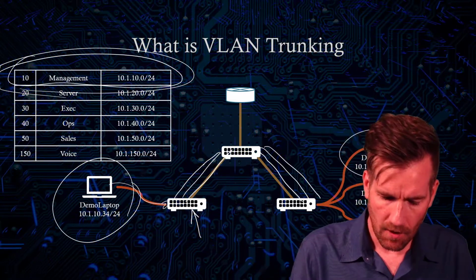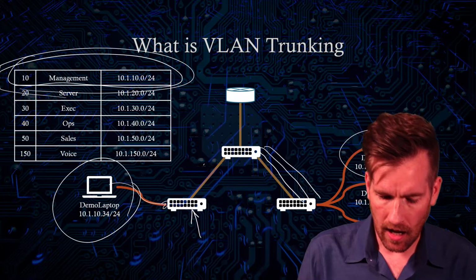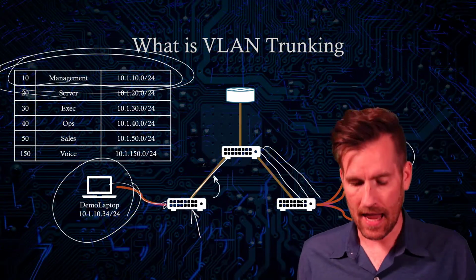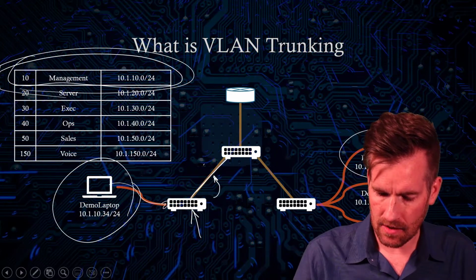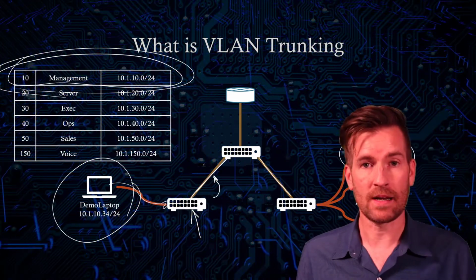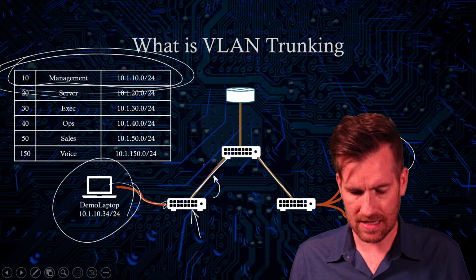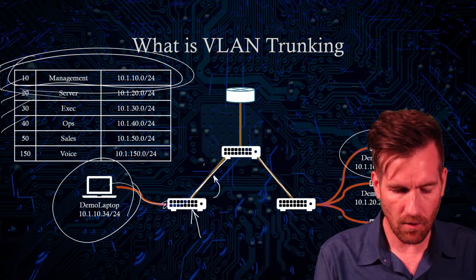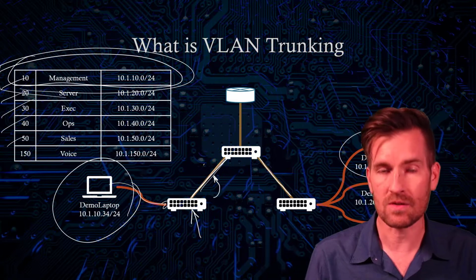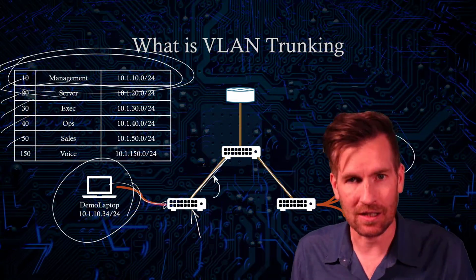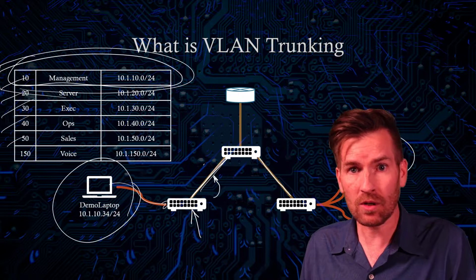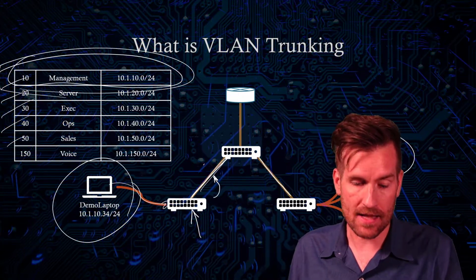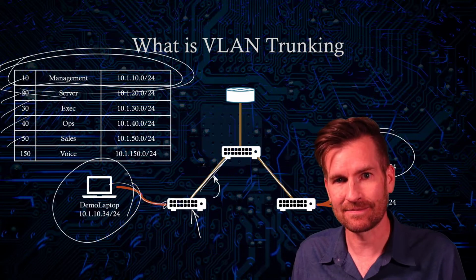But what if we can carry all of the VLANs across a single interface? Then I just need one cable running between each of these switches. And now, whether you're on VLAN 10, 20, 30, 40, 50, it's all going across those same lines. That is a trunk line. And we need a protocol that's going to facilitate that. But that is a trunk line, and that's what VLAN trunking is.